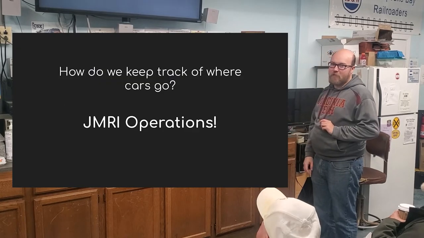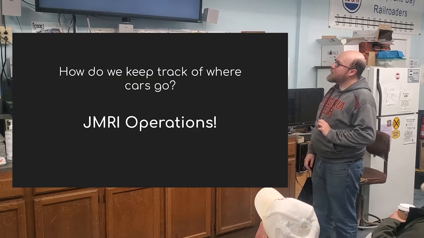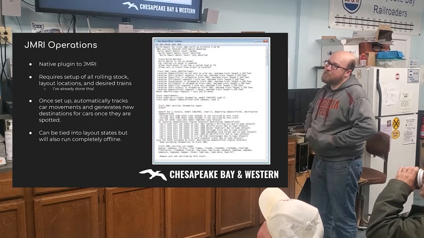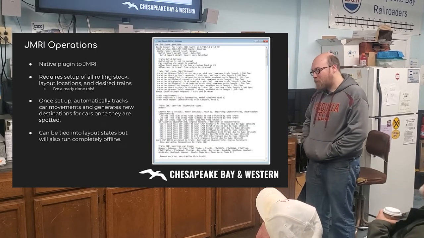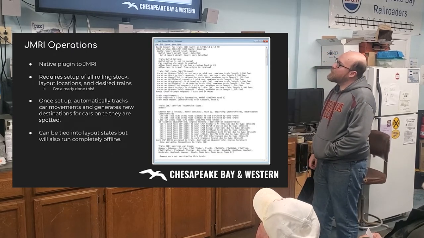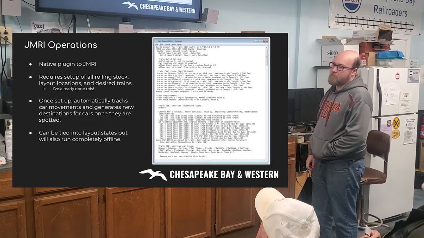So how do we actually work this? We are using JMRI operations. What is that? It is a native plugin to JMRI. You don't need to install anything else. It comes in there. It's a little bit hidden under a menu. But it requires a lot of setup, which I've already done.